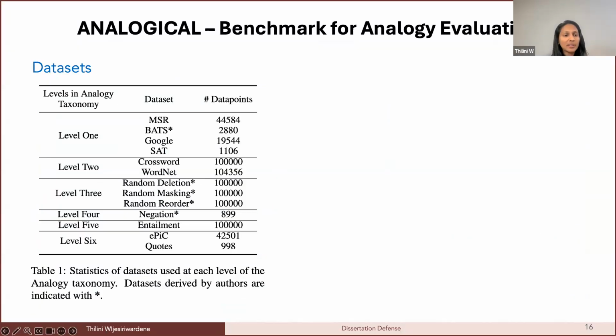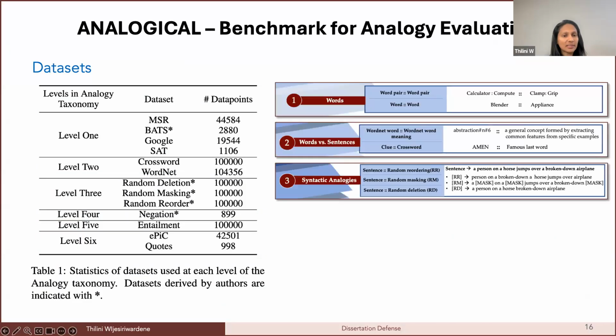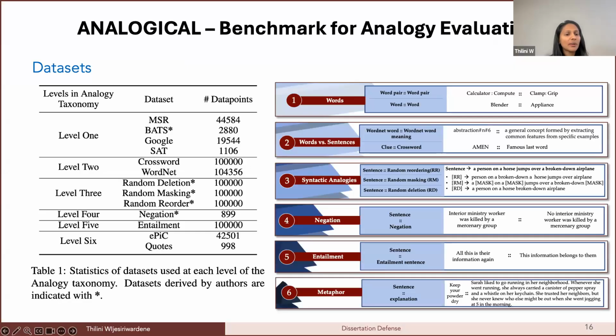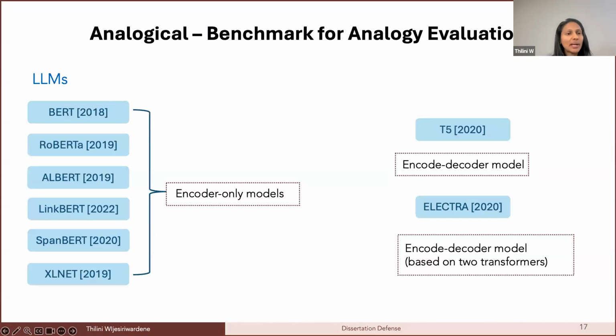So these are quick statistics on our data set at each level. In certain cases, we borrow directly from previous work, previous data sets, and in some cases, we derive data sets from earlier data sets. The derived ones are marked with stars. So moving on, I just want to highlight the LLMs that we evaluate in this work.